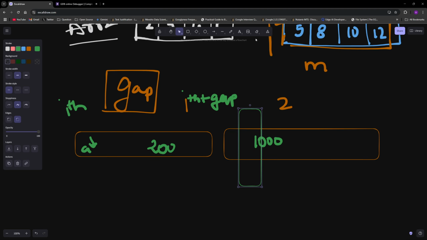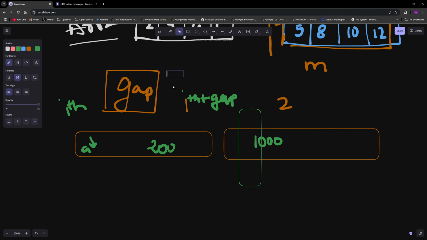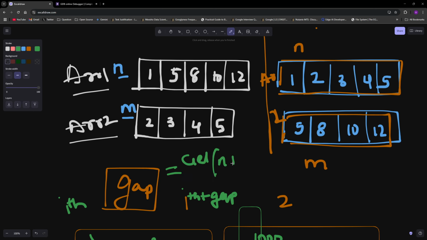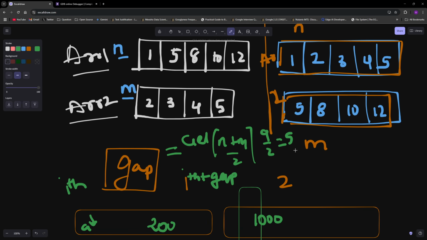So for this problem, the gap is the ceiling of (n plus m) divided by 2. I'm going to write the formula for you: ceiling of (n plus m) divided by 2. It is very straightforward. 5 plus 4 is 9, 9 divided by 2 is 4.5. We take the ceiling of 4.5, so it becomes 5. So the gap becomes 5 over here.